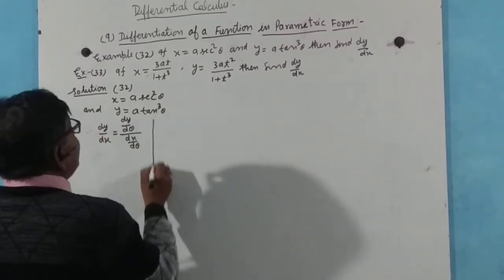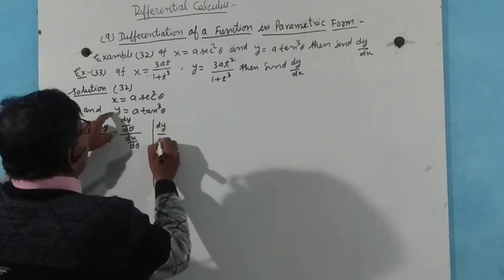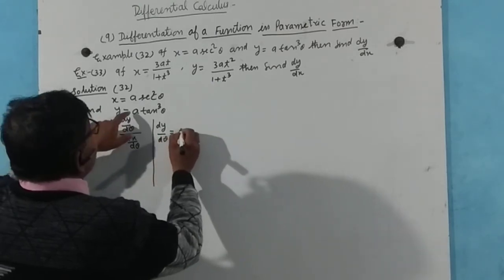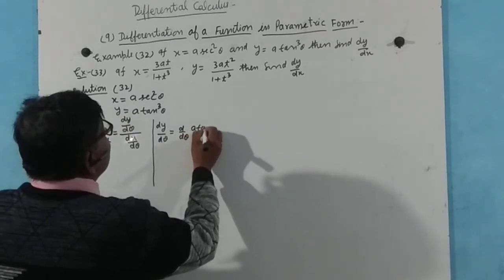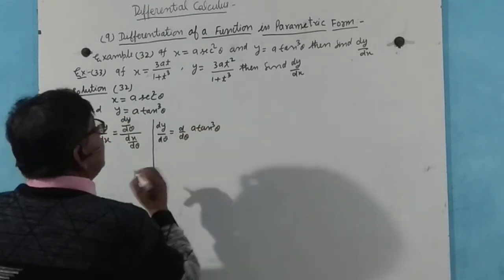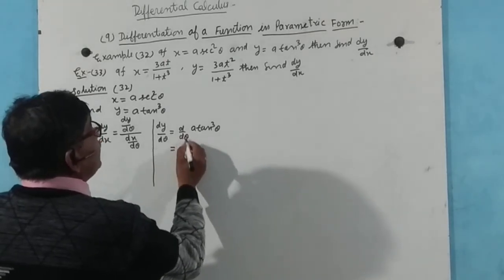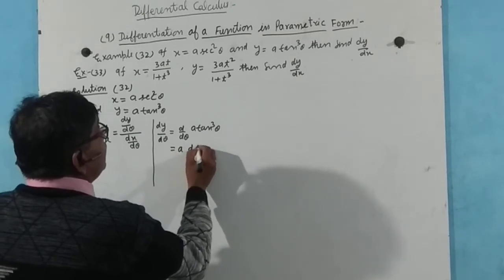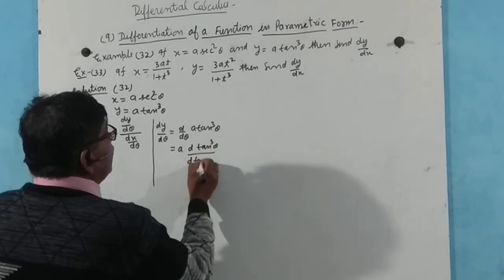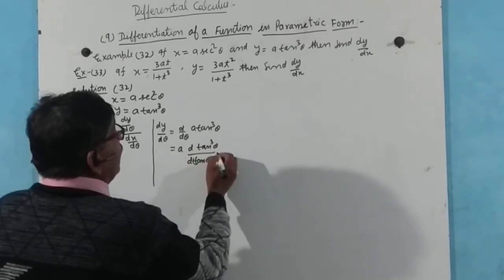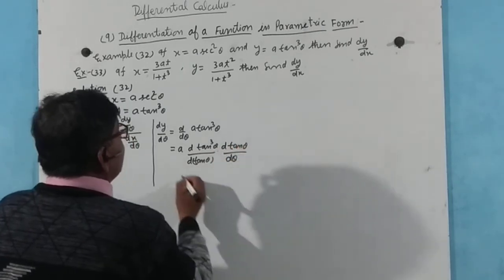Now dy by d theta equals d by d theta of a tan cube theta. A constant comes out here, and this is d by d tan theta of tan cube theta, and d tan theta by d theta here.